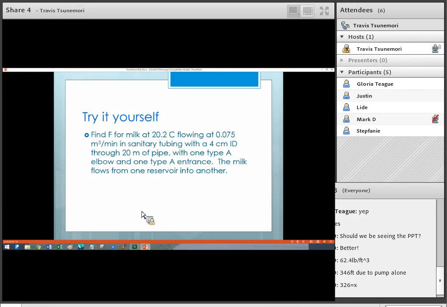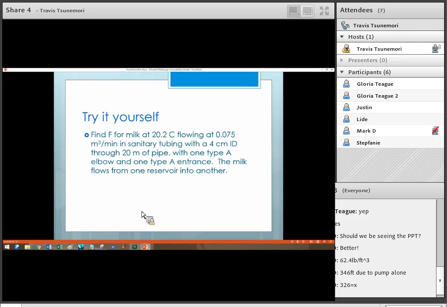So let's find the friction loss for milk at 20.2 C. That way you've already got the physical properties that you need for the milk. We've got a volumetric flow rate of 0.075 meters cubed per minute in sanitary tubing. So let's assume that that is commercial steel. I think, let me make sure I made that assumption. Yeah. And with one type A elbow and one type A entrance. So we know those Ks are 0.5.